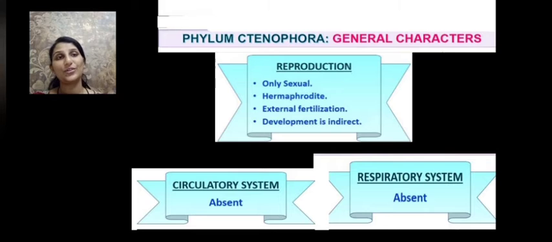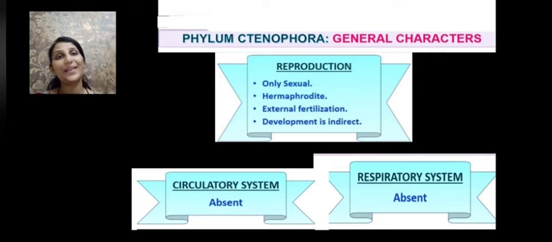Now reproduction, only sexual reproduction is present, no asexual reproduction is present. And they are hermaphrodite. What do you mean by hermaphrodite? Both the male and female reproductive structures are seen on the same organism, on the same body. So they are hermaphrodite. And fertilization is external, that means fusion of gametes is taking place outside their body. And development is indirect. What do you mean by indirect? That means they have a larval stage in their life cycle.